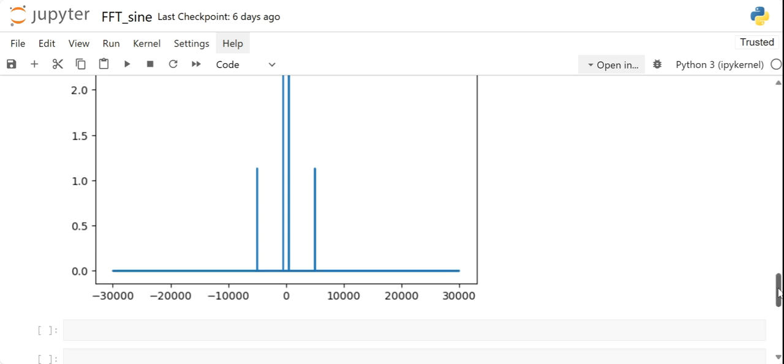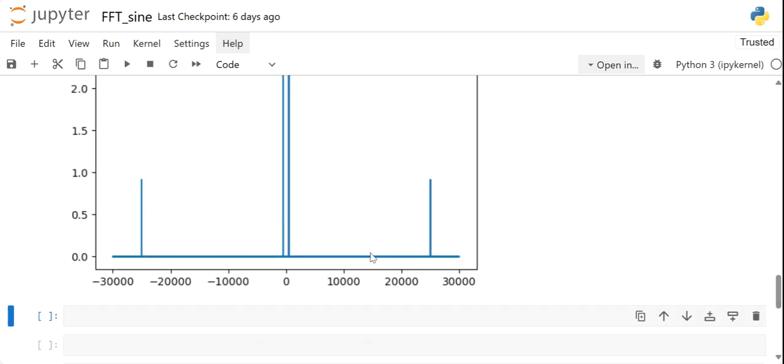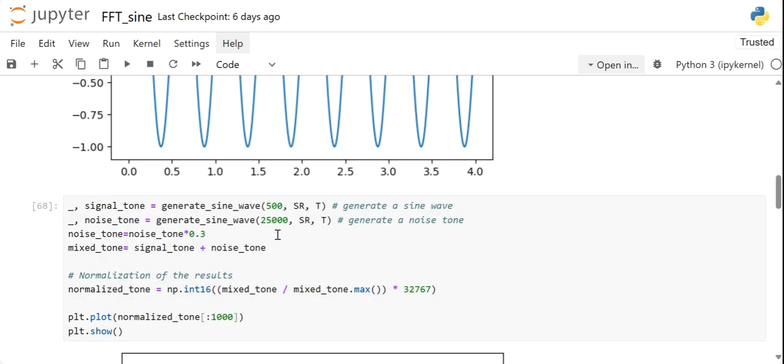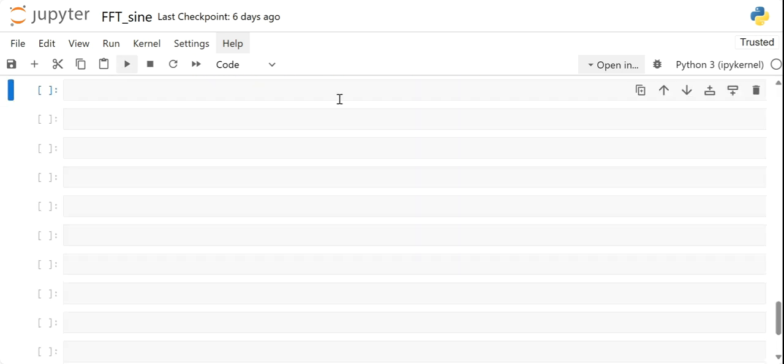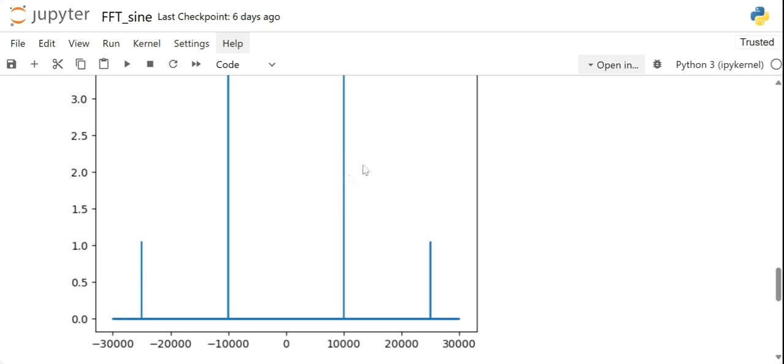Now let's say we want to change the frequency of the noisy signal. Let's make it 25,000 and see what happens in the frequency spectrum. Give it a run once again. You can see the noise signal peak has been shifted towards 25,000. This is the noisy signal we had given to the mixed tone, and this is the signal at 500 hertz. If you want to move this signal as well, we can make the change. Let's make 500 as 10,000. Run it once again. So you can see now the pure tone signal, the sine wave, is at 10,000, and at 25,000 we have the shifted noisy signal which we induced in the pure tone signal.